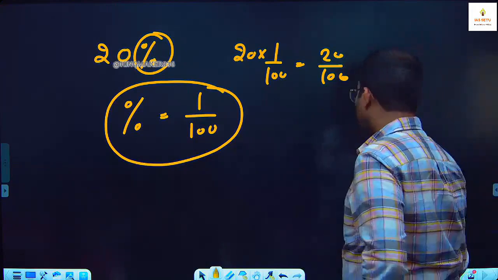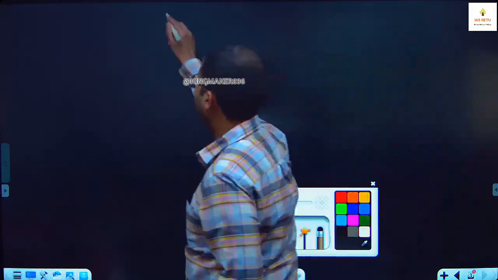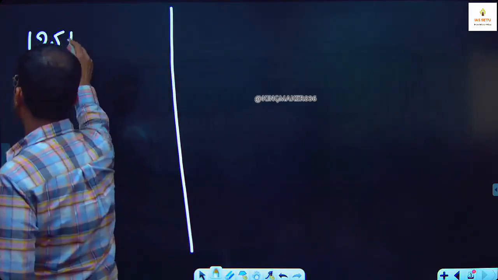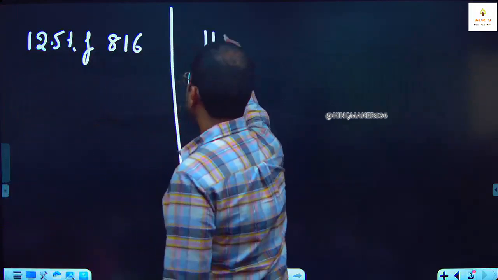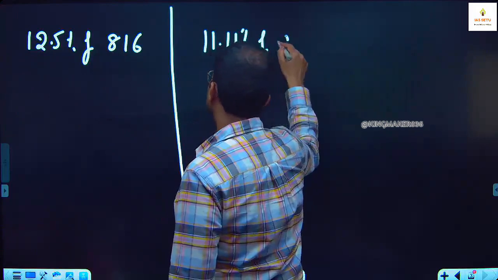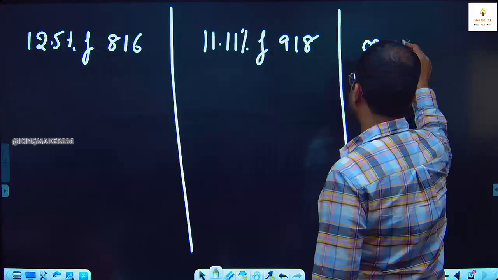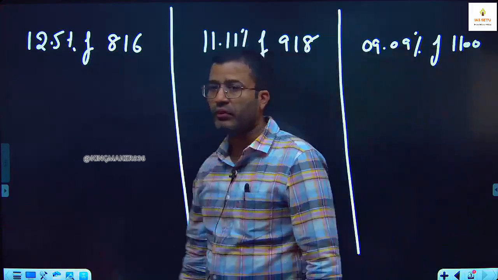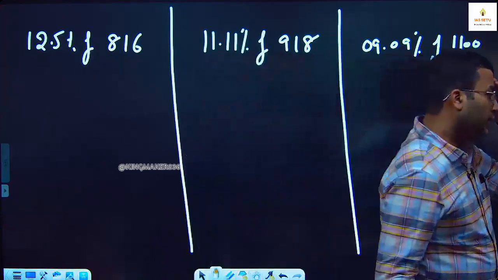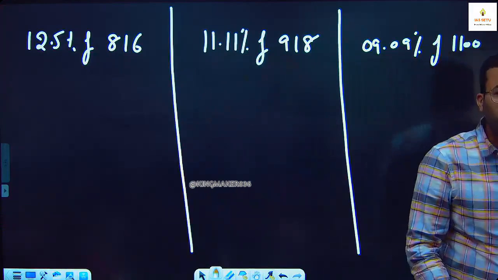Now here, I ask you 3 calculations, like 12.5% of 816, 11.11% of 918, 9.09% of 1100. Okay. If you think you can multiply it, it will be time consuming.